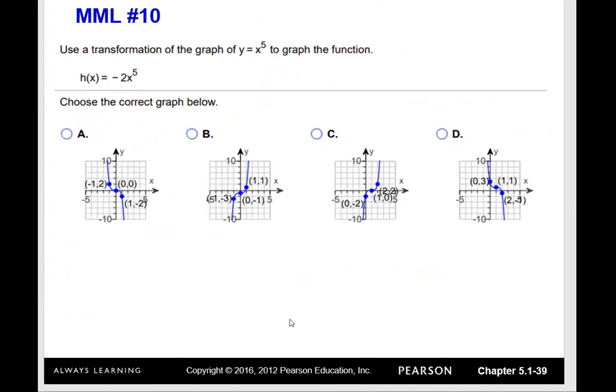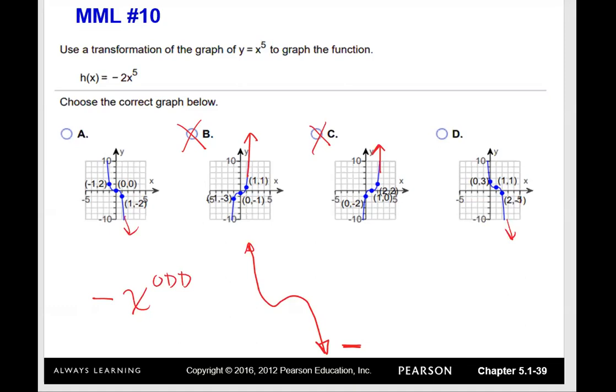Okay, it's a negative 2x to the 5th. Because it's a negative x to an odd power, it's going to have that SE shape, but it's going to start up top, come down and curve and finish going downward in the negative direction. So that automatically eliminates B, because B ends going upward, and C, because that also ends going upward. A ends going downward, and D ends going downward.